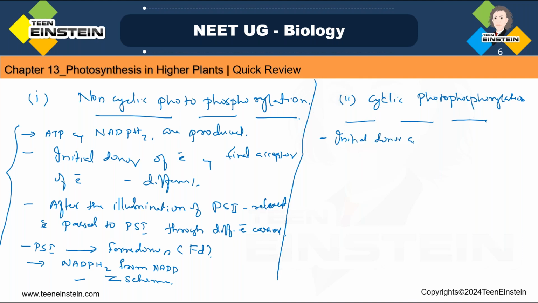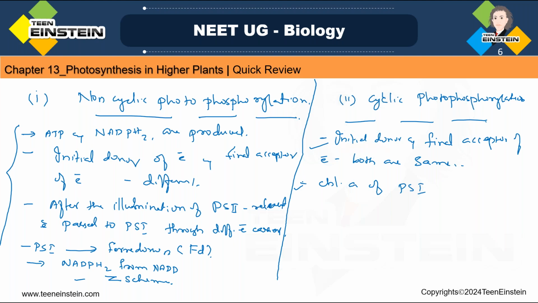The initial donor and final acceptor of the electron are both the same. In cyclic photophosphorylation, don't get confused: in non-cyclic, both are different. In cyclic, the initial donor and final acceptor of the electron is the same chlorophyll a, the chlorophyll a of photosystem 1, PS1. So here both are the same. Which one is accepting that electron? Chlorophyll a of photosystem 1.